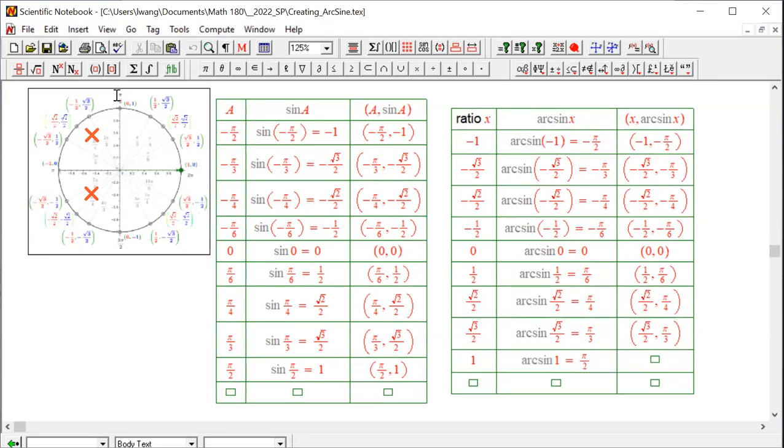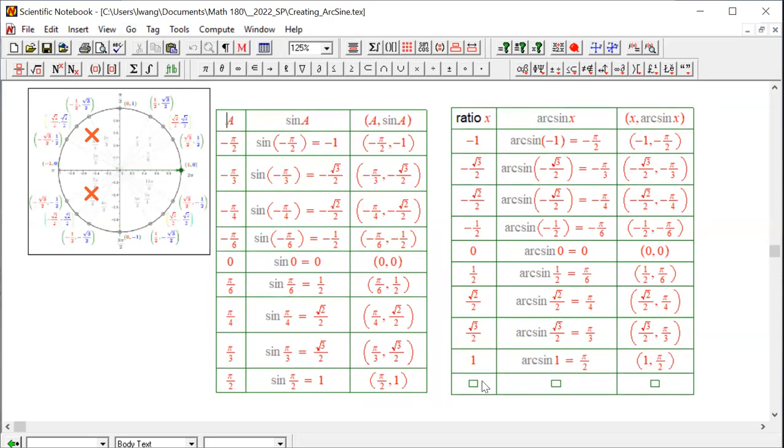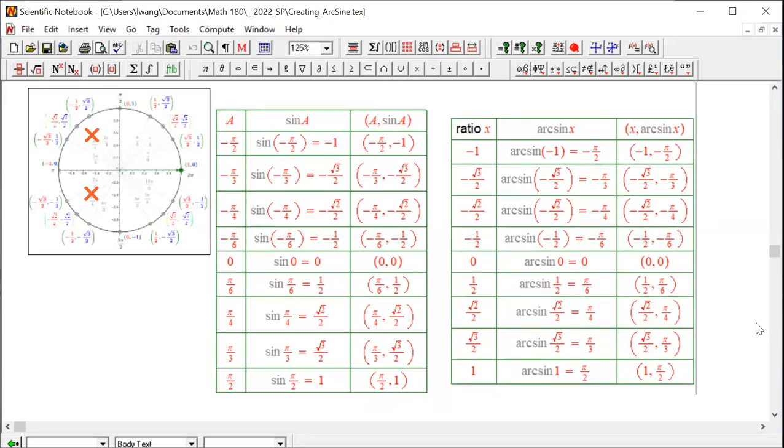Okay, you don't have to memorize this, but if you look at the unit circle, you already have the answer, right? Input is ratio, output is pi over 2. Okay, we actually did not need that many. That's it. So now we're going to plot these points.